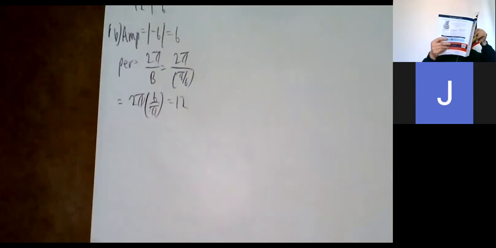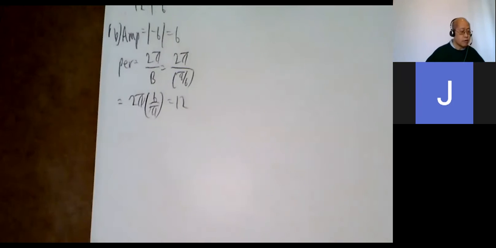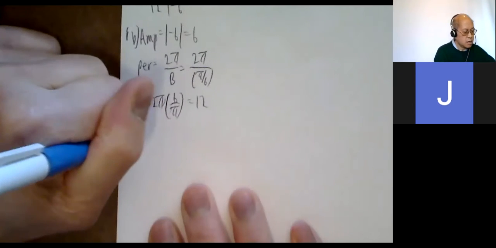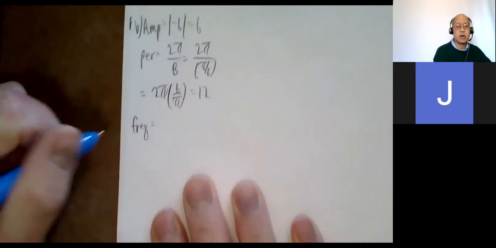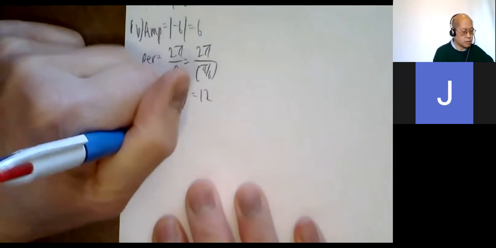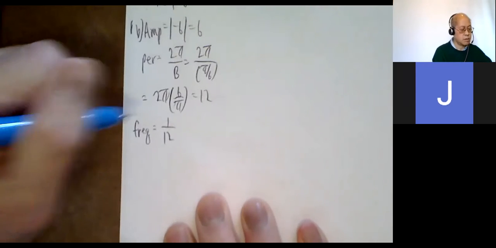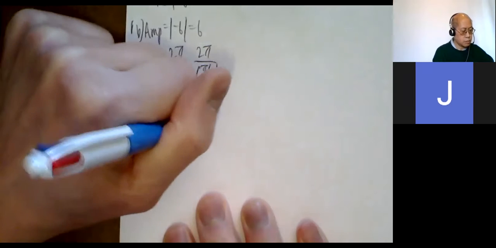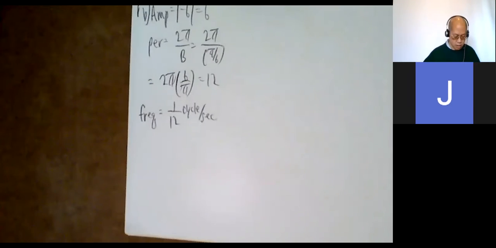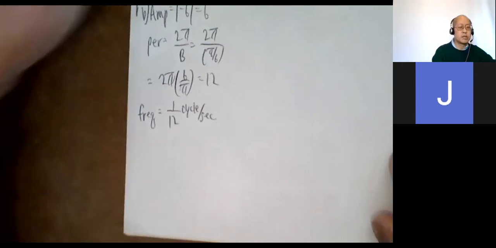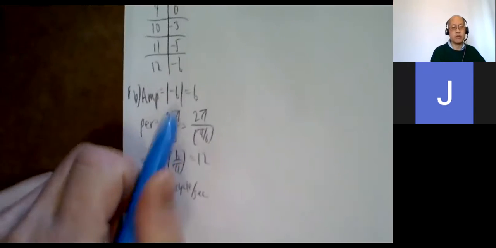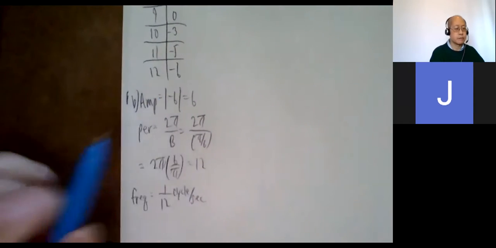All right, so it says amplitude, period, frequency. Frequency is the reciprocal of the period, so 1/12 cycle per second. Sketch the graph between 0 and 24. So between 0 and 24, that would be considered 1 day. That's 2 periods.